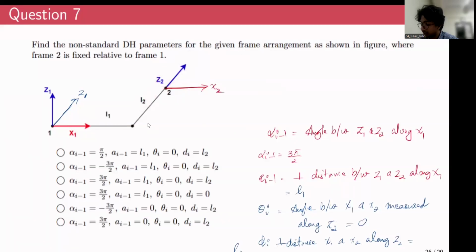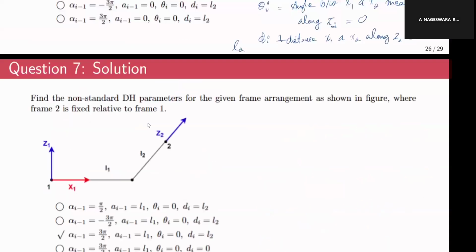So the correct answer is option C. No, option, this one, I guess. Minus is not there. I think option C, right? Sorry. Yeah, option C. That is indeed the correct answer.